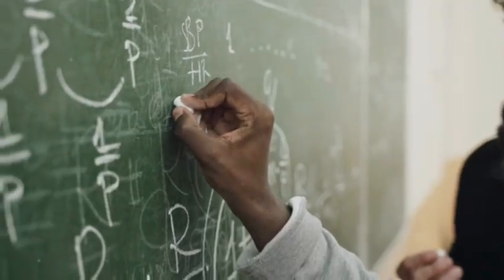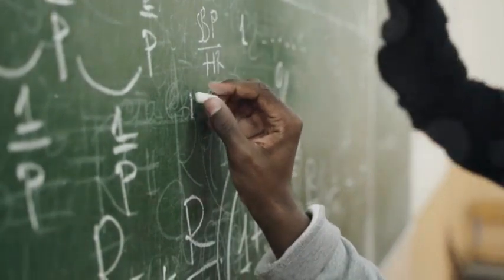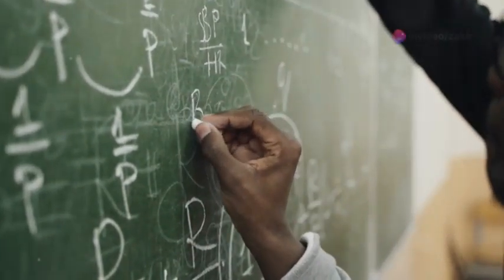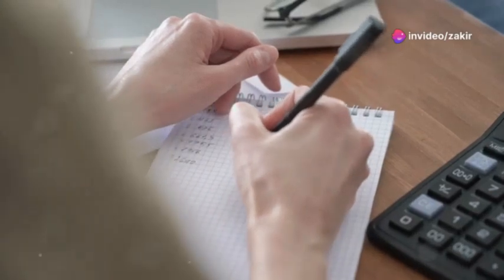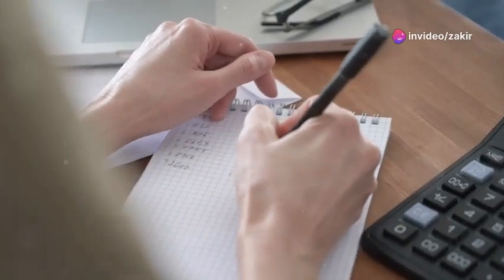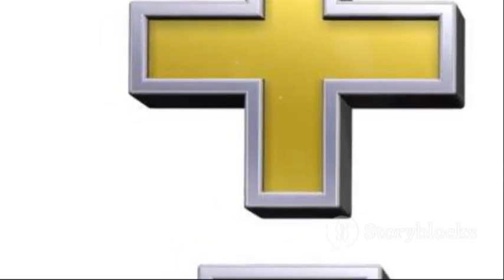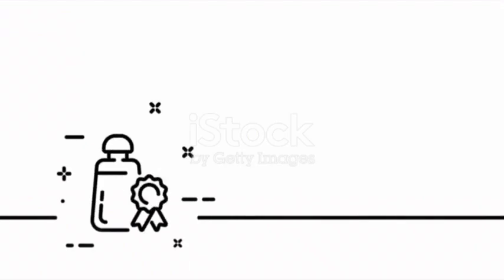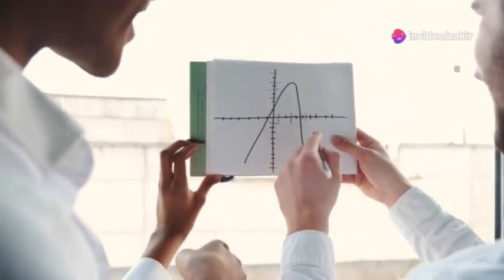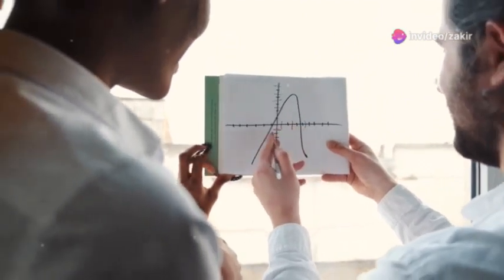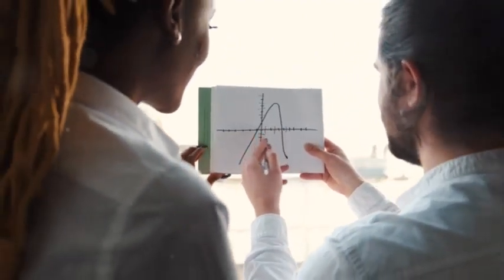To use the formula, we first identify the values of a, b, and c from our quadratic equation. We then substitute these values into the formula and simplify the expression step by step. The plus-minus symbol indicates that there are two possible solutions, one obtained by adding the square root term and the other by subtracting it. These two solutions correspond to the points where the parabola representing the equation intersects the x-axis.